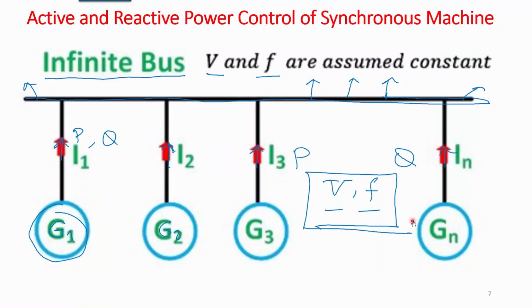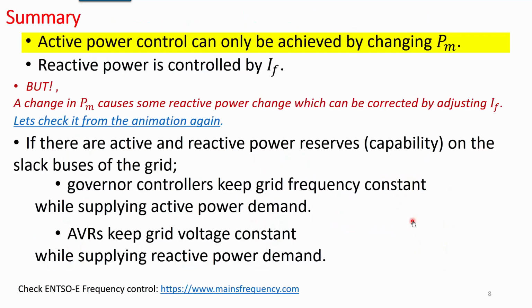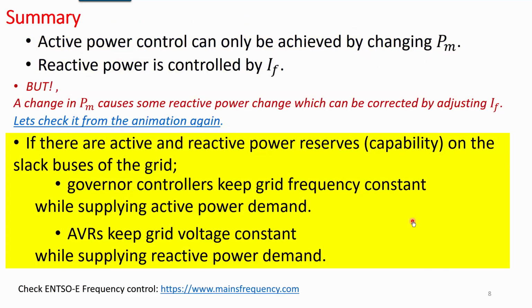To maintain constant voltage and frequency network, generators must supply active and reactive power demands. If there are active and reactive power reserves on the slack buses of the grid, governor controllers keep grid frequency constant while supplying active power demand. And automatic voltage regulators keep grid voltage constant while supplying reactive power demand. To keep voltage and frequency constant, active and reactive power demands on the grid must be supplied.